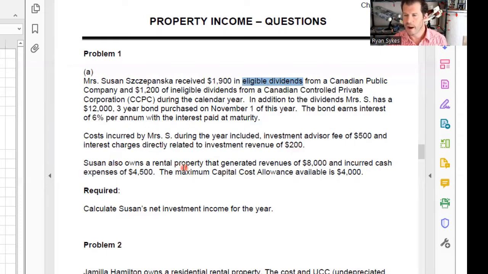Susan also owns rental property. Good job, Susan. That generated revenues of $8,000 and incurred cash expenses of $4,500. The maximum CCA is $4,000. What's required for this problem? Calculate Susan's net investment income for the year. I think we can do that.